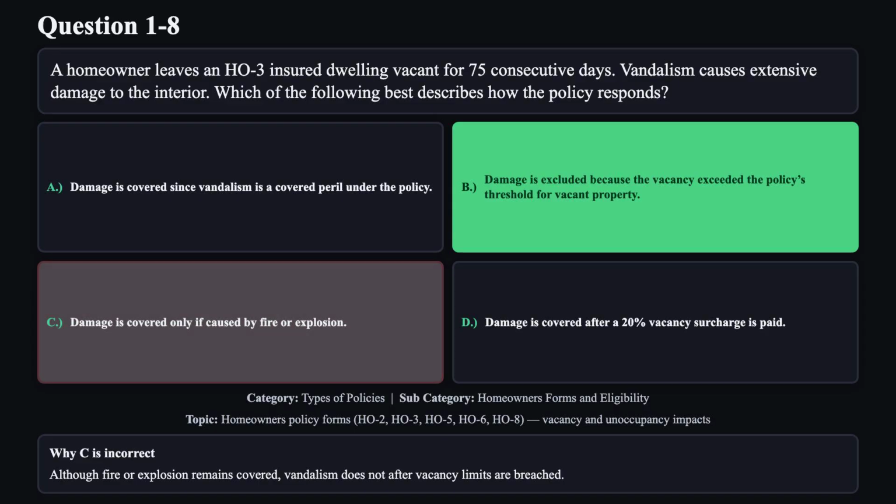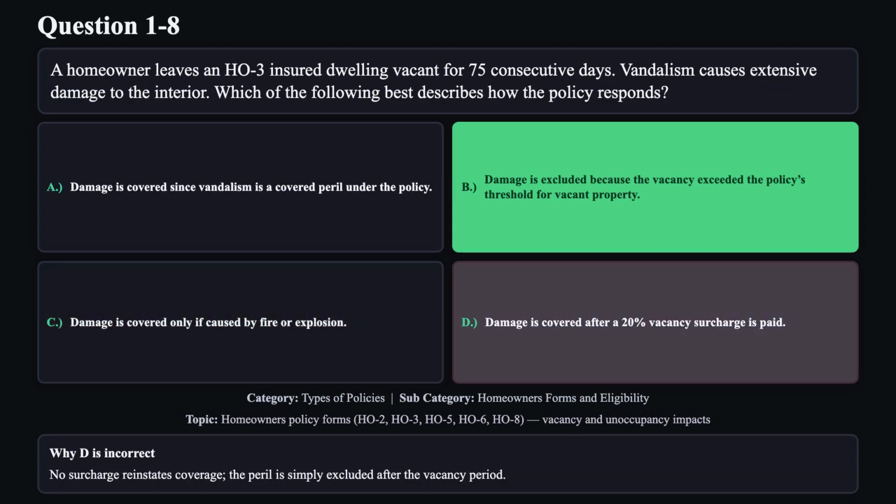Reason C is not correct. Although fire or explosion remains covered, vandalism does not after vacancy limits are breached. Reason D is not correct. No surcharge reinstates coverage. The peril is simply excluded after the vacancy period.